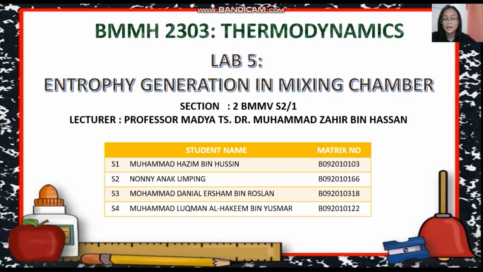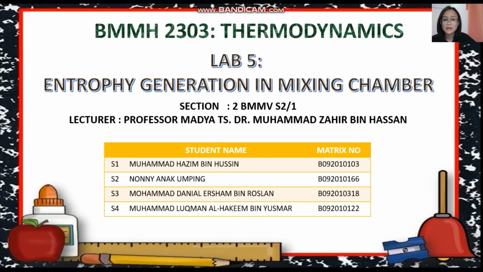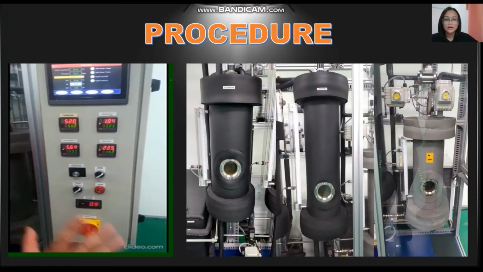There is Muhammad Hazim bin Hussein with metric number B0920101103. Muhammad Daniel Irsham bin Roslam with metric number B0920101318, and Muhammad Lukman Al-Hakim bin Yusmar with metric number B0920101122. Next is procedure. Okay, here we can see that there are three types of tanks.